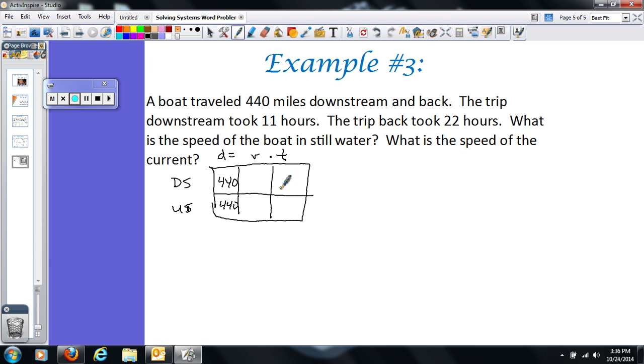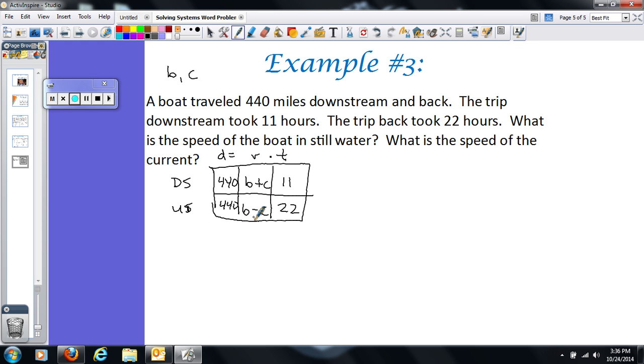The trip downstream took 11 hours. The trip back took 22 hours. What is the speed of the boat in still water? What is the speed of the current? So this is kind of like earlier. You have the speed of the boat and you have the speed of the current. Downstream would be B plus C. Upstream would be B minus C.